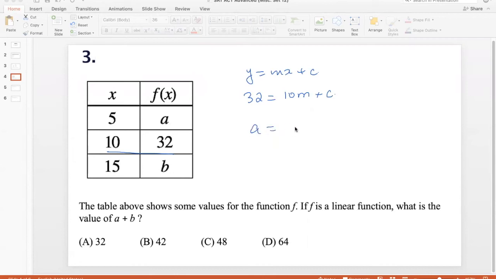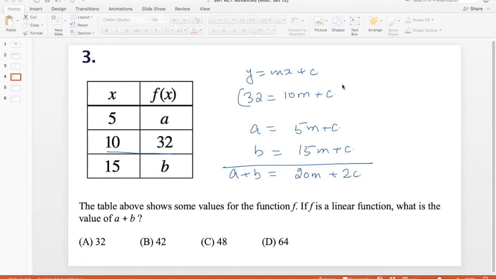So a will be 5m plus c, and b would be 15m plus c. And since I need to find a plus b, I'm going to add these two equations. So I'll get 20m plus 2c. Now, I notice that this is 2 times the right-hand side of this equation, right? So if I multiply this equation by 2, I would get 20m plus 2c is 64. And so a plus b is also 64.